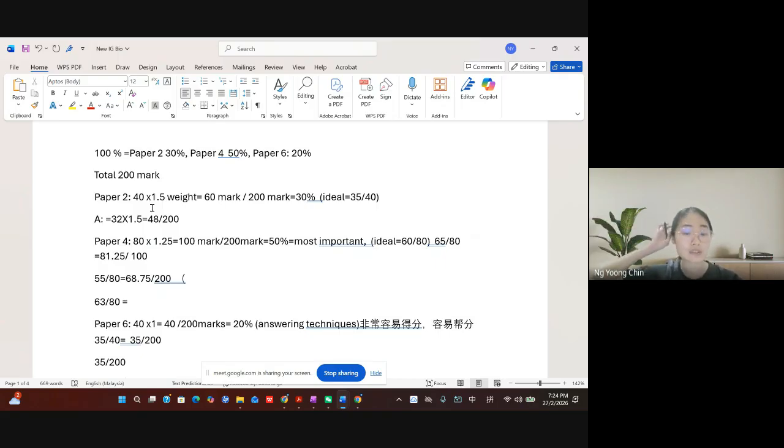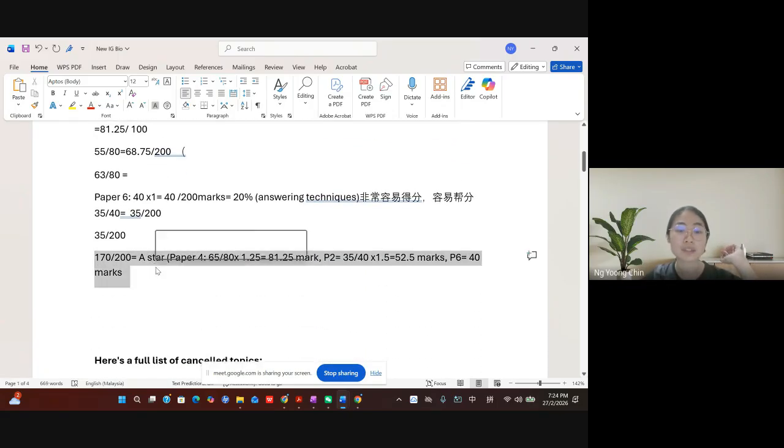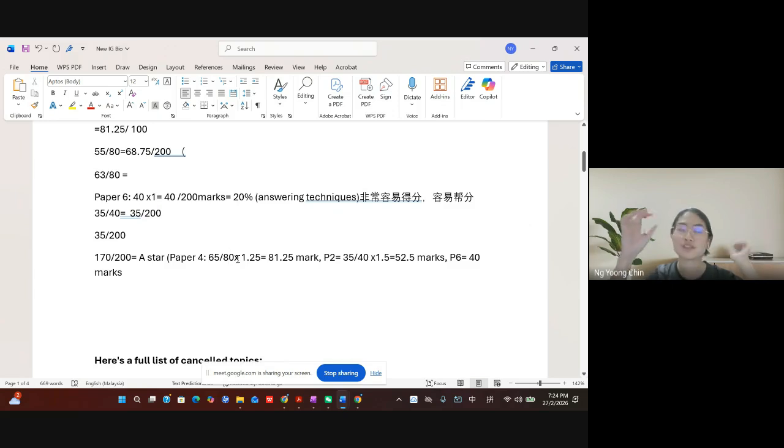The important thing is you just need to look at the trends on the questions, because they will always come up in similar questions. So this is the A star boundary, which is 65. For example, if paper 4 you get 65, you try your best to get 65. I know 70 over 80 will be very hard, but we'll try our best to get 65.